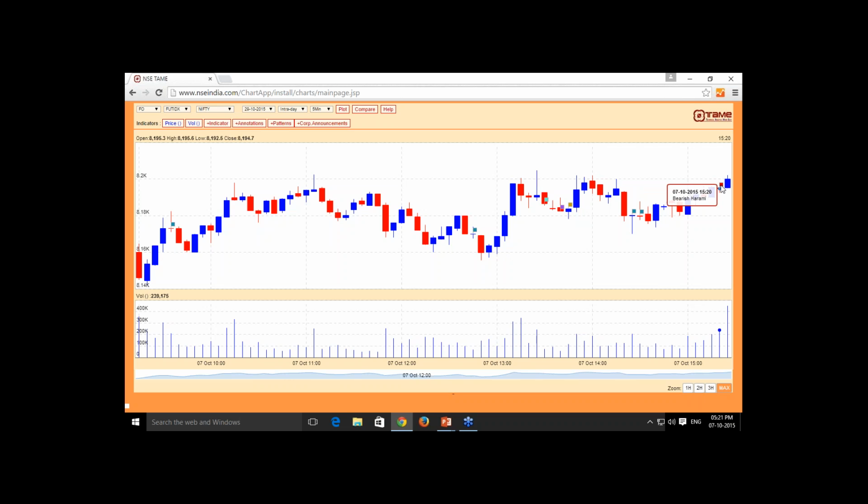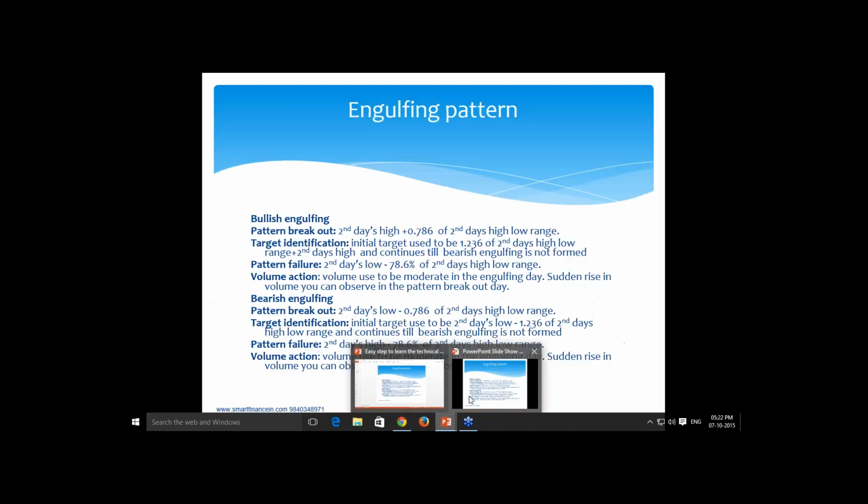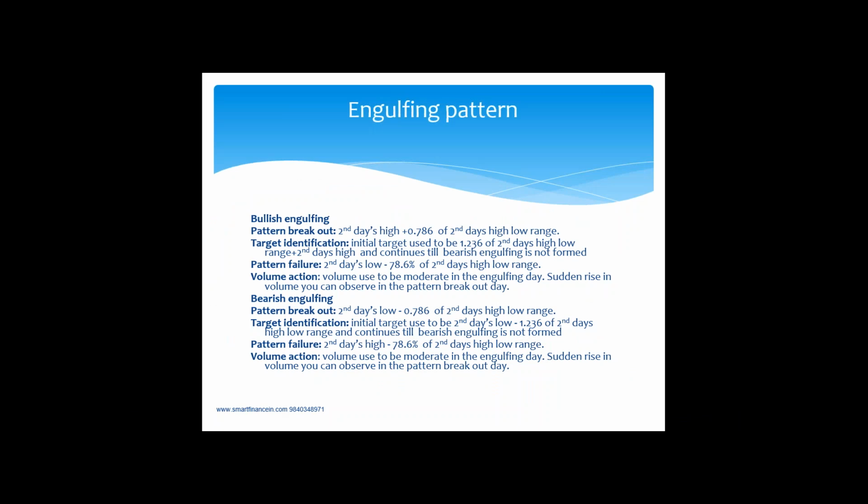Then just focus your pointer here, and you will come to know about this. Once you know this pattern, now your real study starts. What should I do? I know that yes, a bullish engulfing pattern has happened. Once you learn this concept, yes, the bullish engulfing pattern has formed.